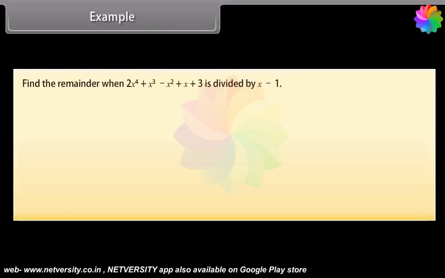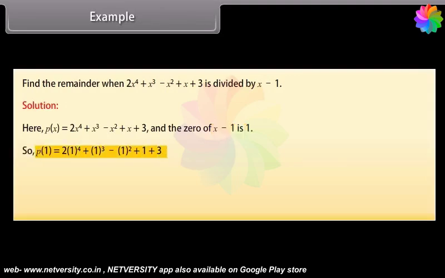Find the remainder when 2x raised to the power 4 plus x raised to the power 3 minus x square plus x plus 3 is divided by x minus 1. Solution. Here, p(x) is equal to 2x raised to the power 4 plus x cubed minus x square plus x plus 3, and the zero of x minus 1 is 1.